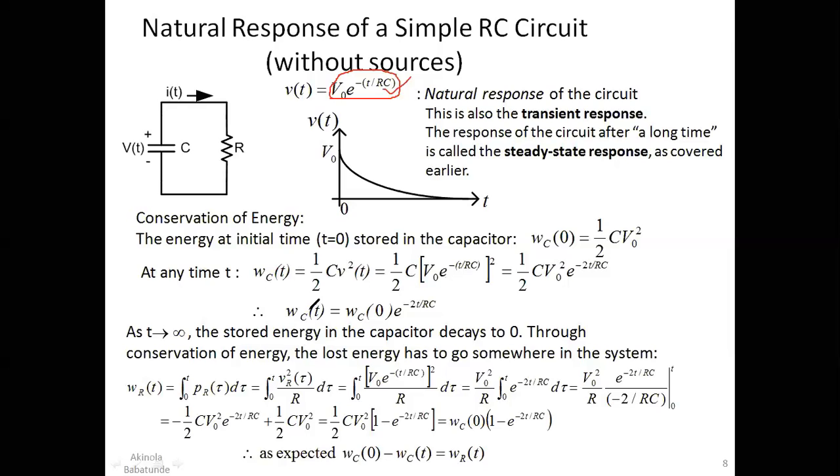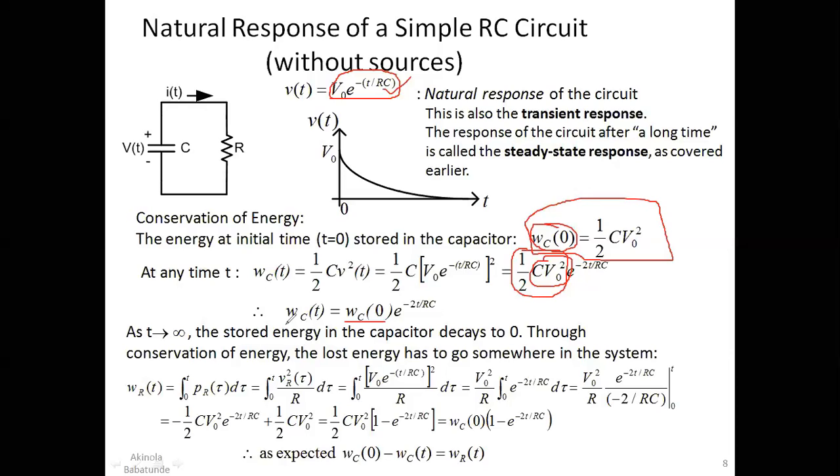So your energy as a function of time will be equal to WC of 0 exponential minus 2t over RC. Please don't forget that we already said that WC of 0 is half C V naught squared. We proved this at the beginning. And if you look at what we have here, we have half C V naught squared, so we'll replace it with WC of 0. That is why we have WC of 0 here, exponential minus 2t over RC.